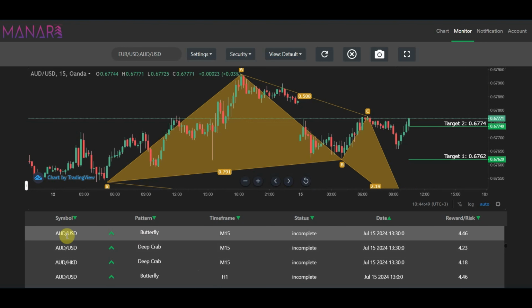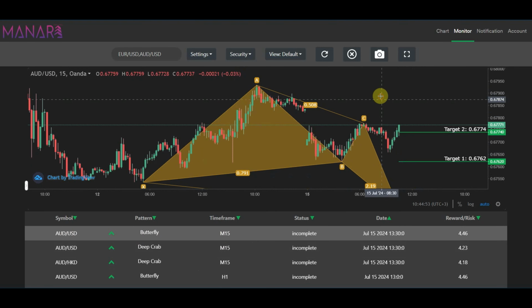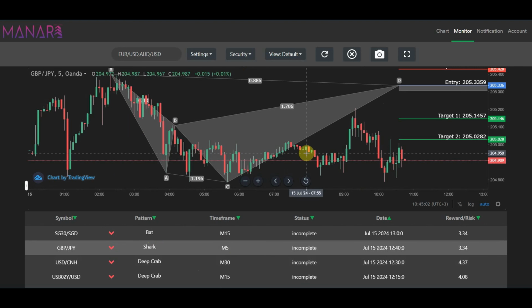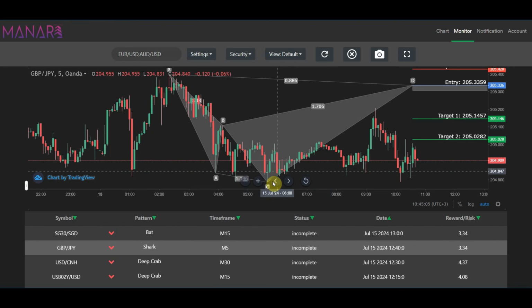Have a look at the AUD USD butterfly on a 15-minute, very similar layout again. We've got the pound yen shark on an M5, C to D. Drifted around for quite some time, really went in the favor of the C to D pattern and had a really nice push up. Had you have gotten in sort of on this candle, you'd be around break even, but you would have had plenty of opportunity to perhaps exit that trade in a nice profit.